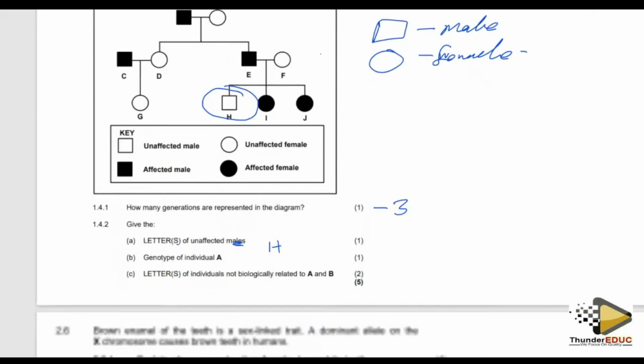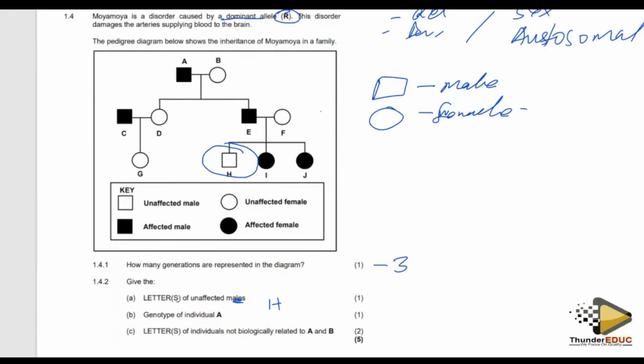Then they are saying, genotype of individual A. Where is individual A? This is someone who is affected, and they have not said that this is sex-linked. Then number two produced a kid who is a female, and this kid is not affected. What does it mean? It means that if this kid is not affected, this person is recessive, small r, small r. And this one is affected because this is caused by a dominant allele. So it can either be capital R, small r, or capital R, capital R, this individual A.